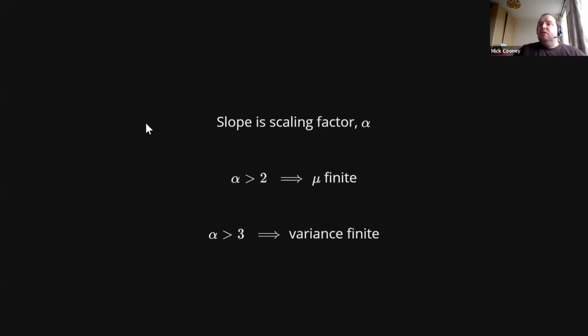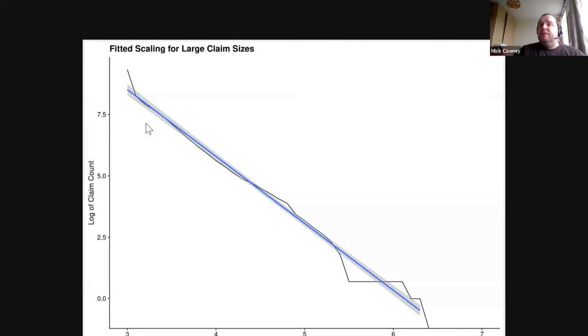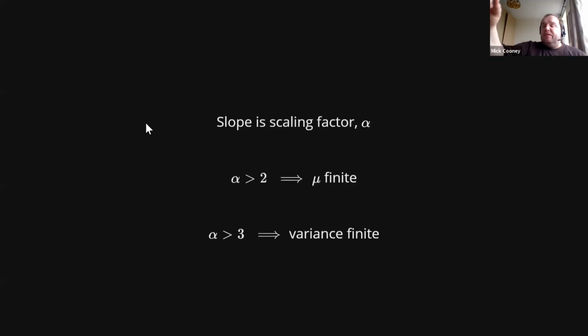So with power law, the slope is the scaling factor alpha, and we've calculated the alpha for it. We have alpha greater than 2, so we have a finite mean, so that's good. We can actually calculate an average of this distribution, and alpha greater than 3 means we would have a finite variance. We absolutely need a finite mean to be able to really do anything at all. If we don't have a finite mean, we're in trouble. We have to do something tricky. If alpha is less than 3, we don't have a finite variance.